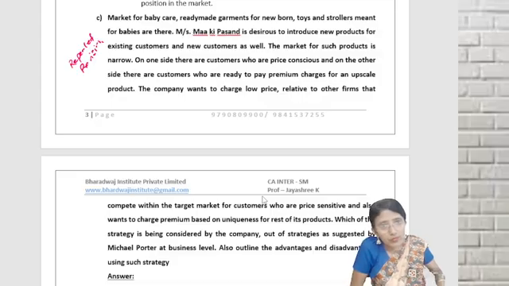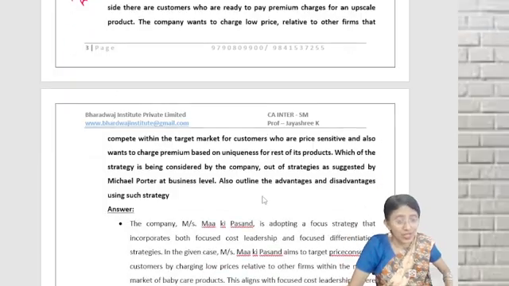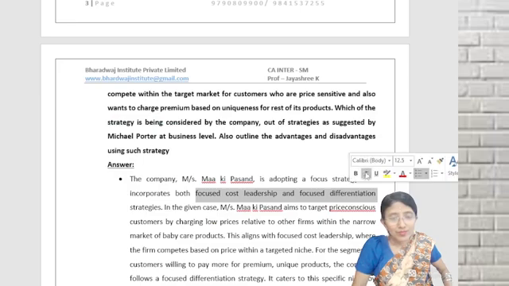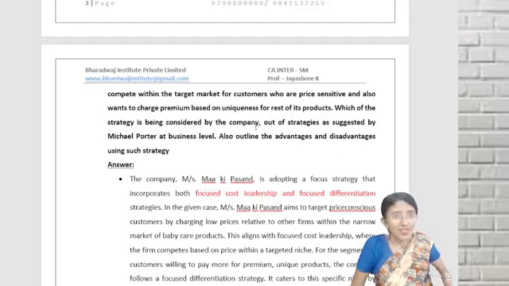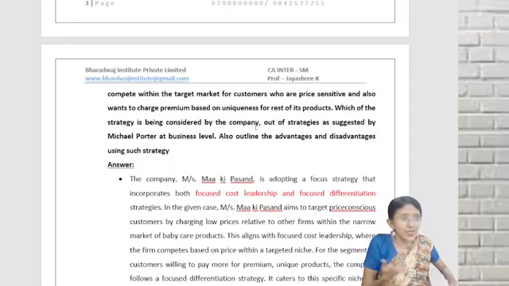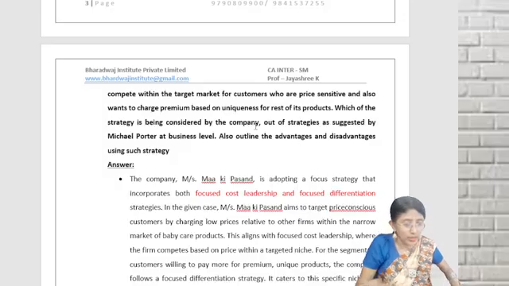Focus cost and focus differentiation. There is a focus they want to give. So both of these. You found out focus is a great thing. What made you say focus? Targeted customers. Perfect. Good. Now advantages, disadvantages, whatever, draw the matrix and work on it. My dear students, it's very, very important.